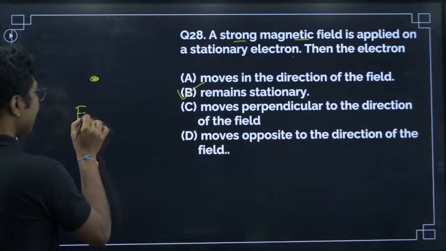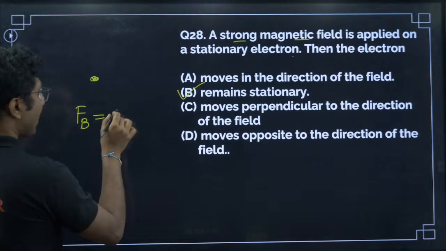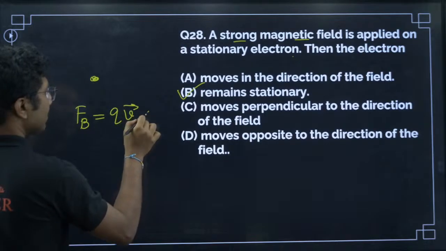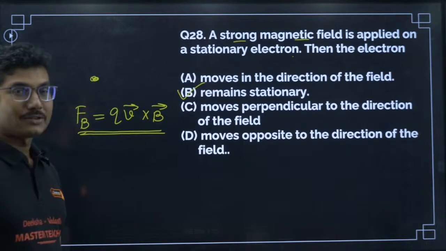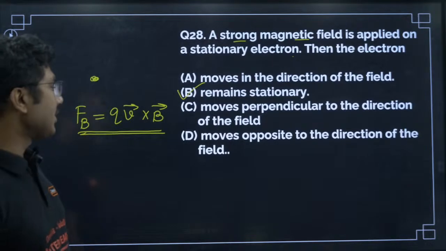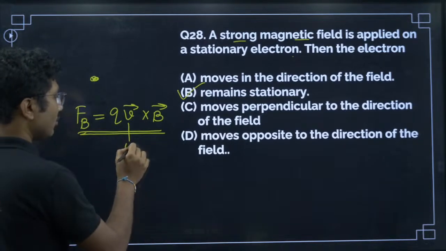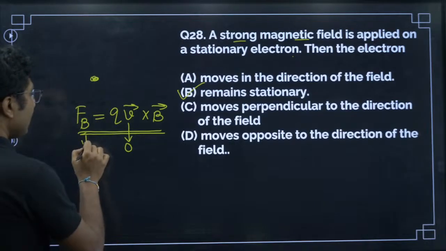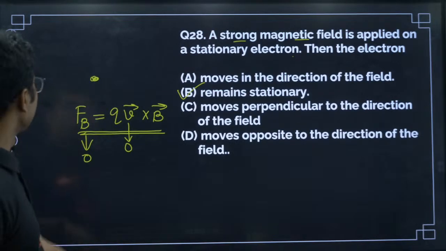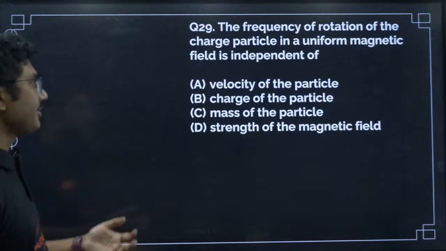Why? Because the magnetic force is given by q v cross B, right. So this is the force that acts on a charge. But if the charge is stationary, that means v is 0. So if v is 0, the force will be 0, right. So no force will act. No force acting means it will remain stationary.